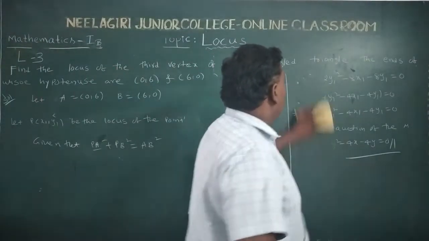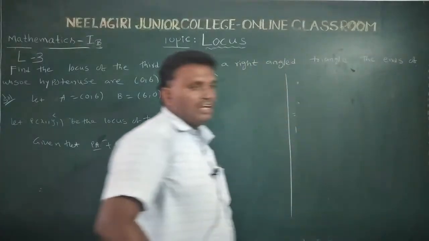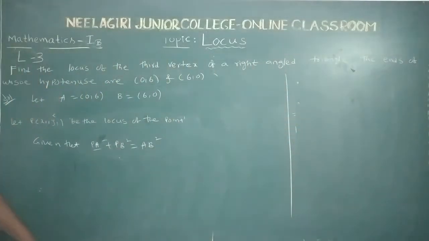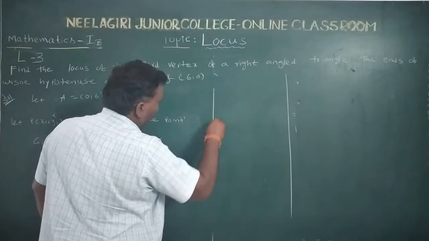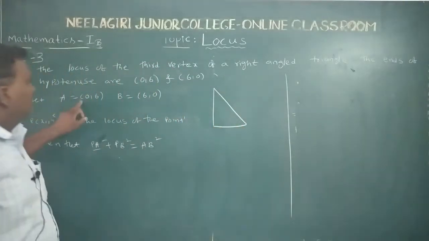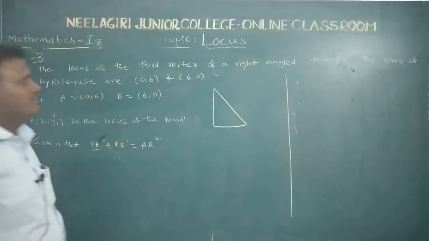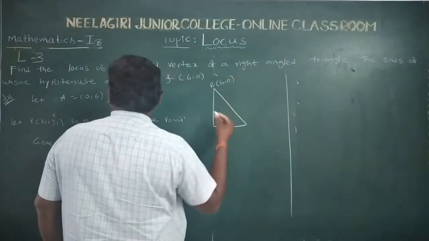Let the locus of the point be P(x1, y1). In the diagram, what are the ends? A is (0, 6), B is (6, 0).